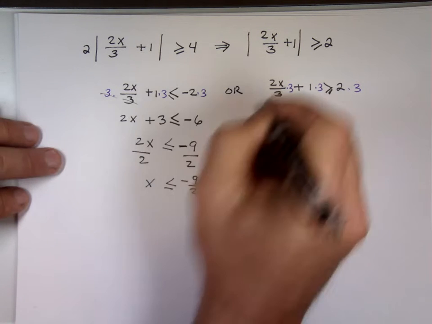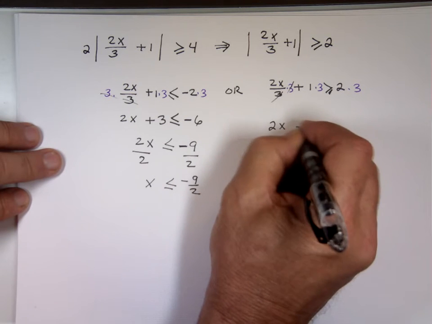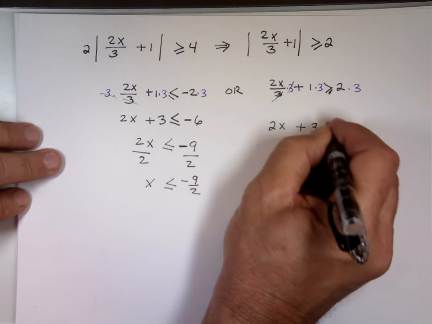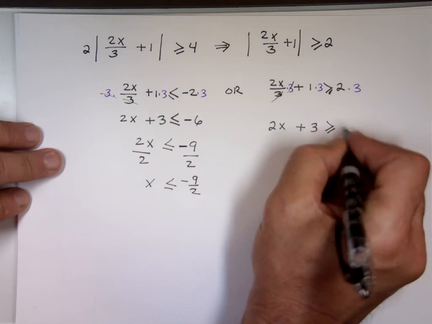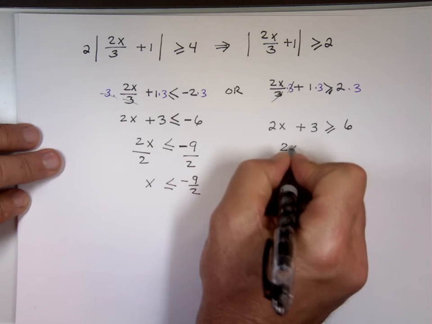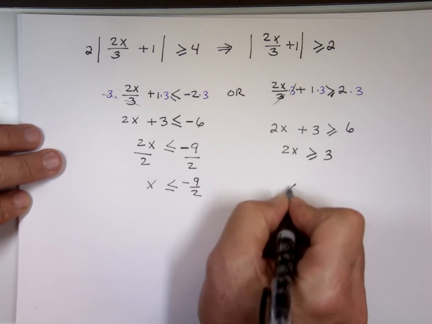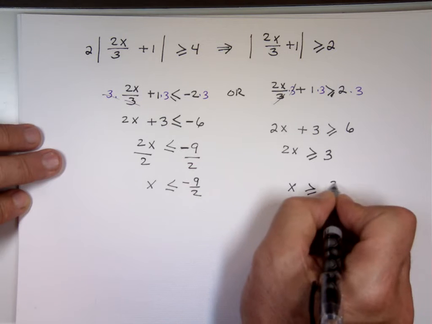Cancel the 3's again. 2x plus 3 greater than or equal to what? 2 times 3? 6. Move the 3 there. 2x is greater than or equal to what? 3. X is greater than or equal to 3 over 2.